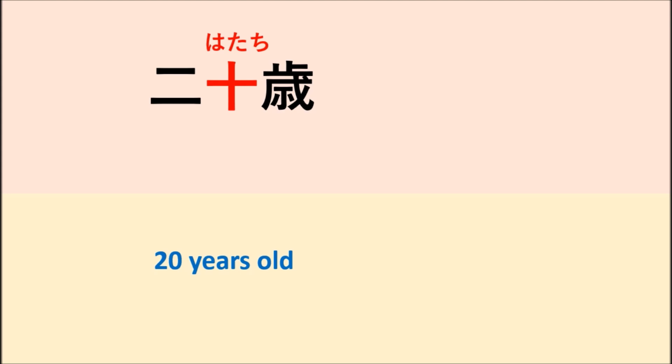But some foreigners or beginners learning Japanese might say nijusai, something like this. But Japanese people say hatachi. So the right way to say 20 years old is hatachi. And in here we have the number 2 and 10, and the last kanji is rei. Rei, sai, means year. So we have niju sai, which means hatachi. That means 20 years old.